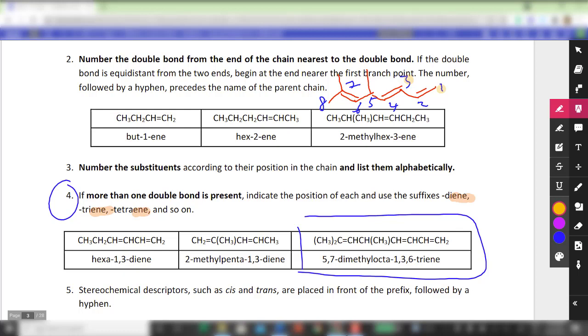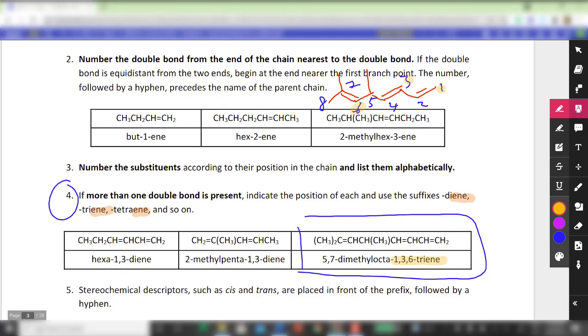Sorry, not 1, 3, 7, it's 1, 3, 6 over here. So that's why you'll see this as 1, 3, 6 triene. And because there's a total of 8 carbons, this compound is an octatriene. So in this case, we need to indicate the presence of the double bonds. So that will be octa-1,3,6-triene.